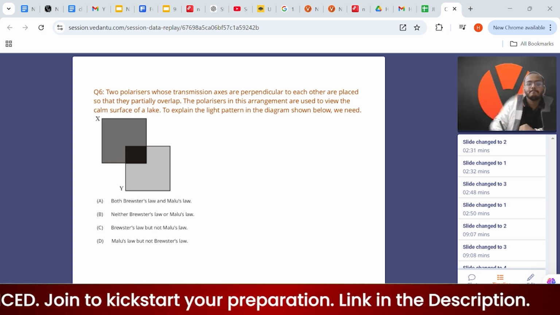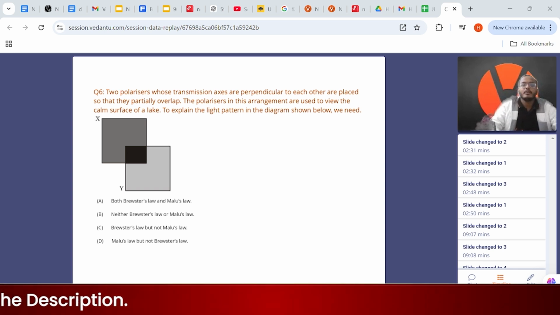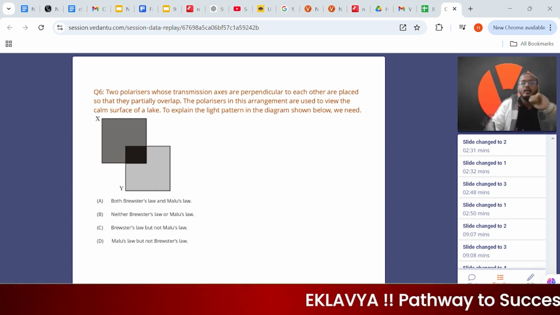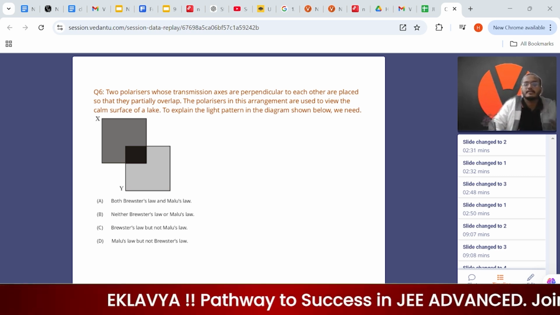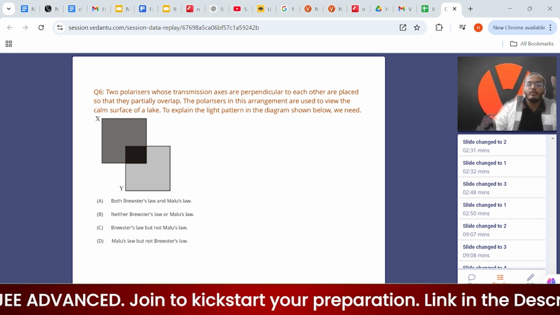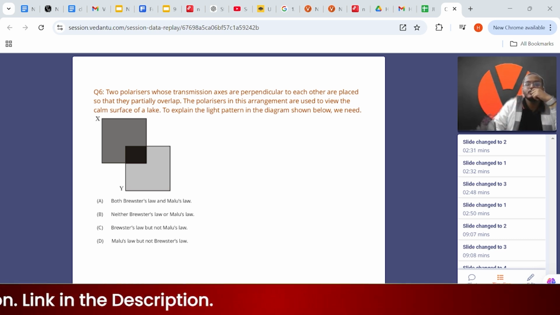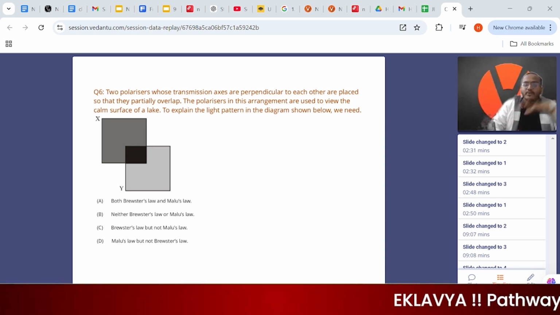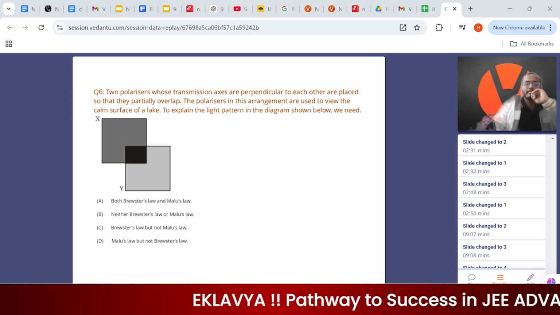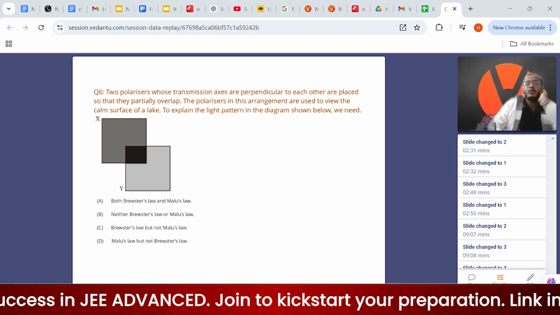Now let's come to the next question, question number 6. Two polarizers whose transmission axes are perpendicular to each other are placed so that they partially overlap. The polarizers in this arrangement are used to view the calm surface of a lake. Calm surface means one which does not have any kind of turbulent flow. Explain the light pattern in the diagram to show.